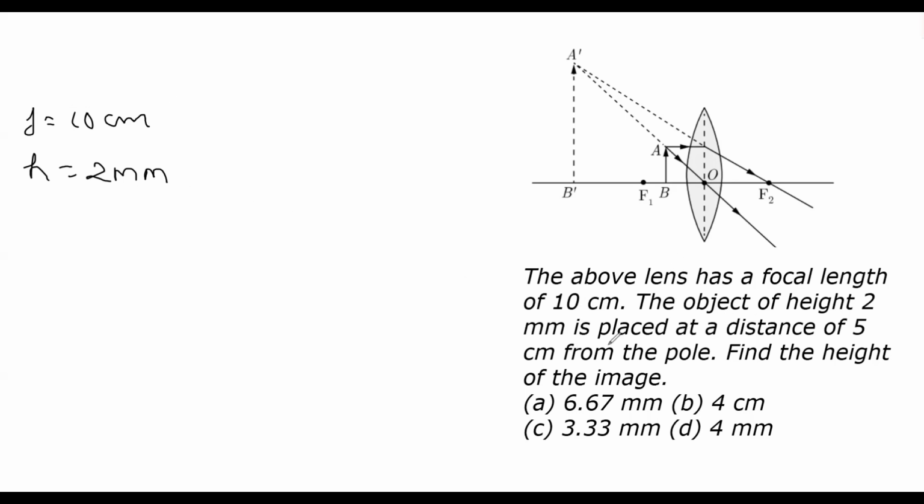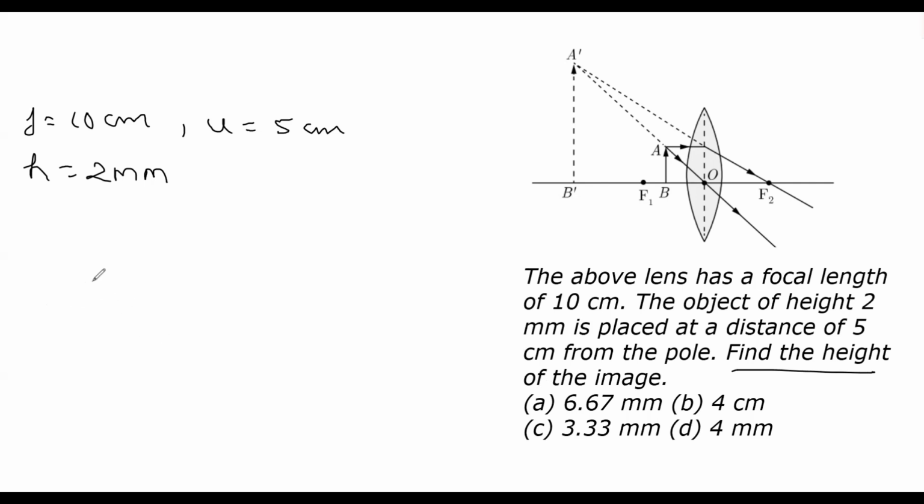Now further it says that height of the object is 2 mm, and it is placed at a distance of 5 centimeter from the pole. So we have the object distance, that is u, which should be in centimeter. u is 5 centimeter. What we have to find is the height of the image.